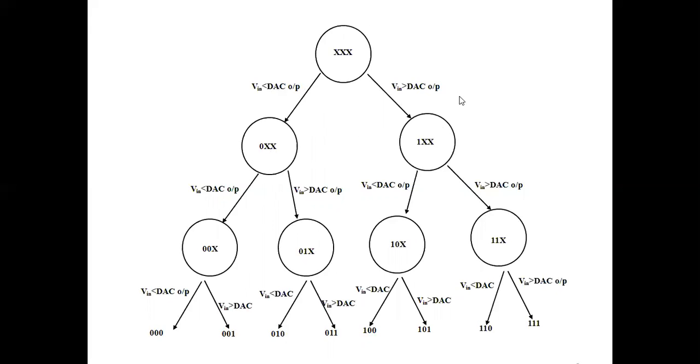Similarly, on the next iteration, it is going to check again whether the input voltage is less than the DAC output, and now it checks the second bit. It keeps the first bit as it is, and if the input voltage is greater than the DAC output, the second bit will be set to 1 and the third bit will remain as it is. Otherwise, if the input voltage is less than the DAC output, the second bit will be set to 0 and the last bit will remain the same.